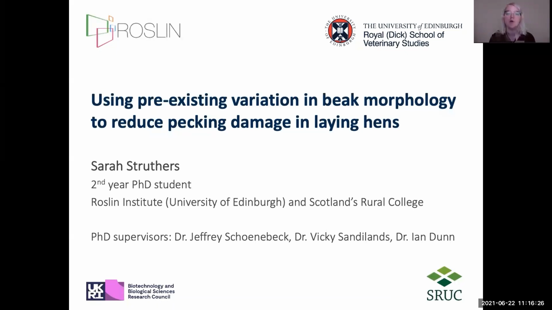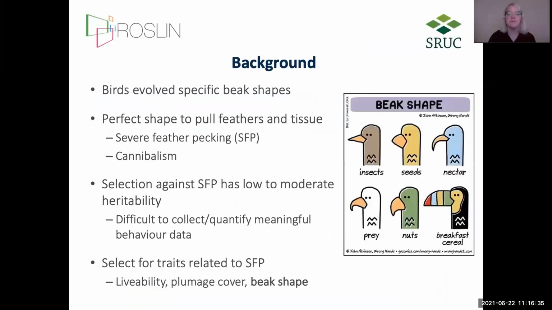I'm going to be giving an overview of my PhD project today, which is entitled Using Pre-Existing Variation in Beak Morphology to Reduce Pecking Damage in Laying Hens.